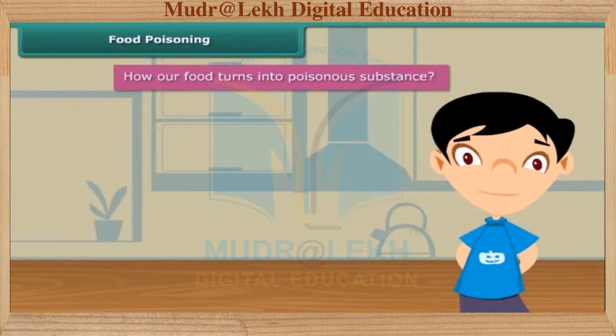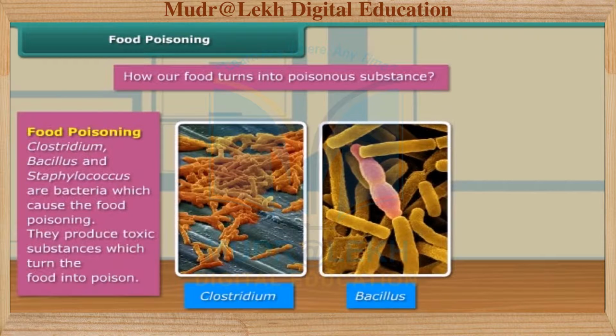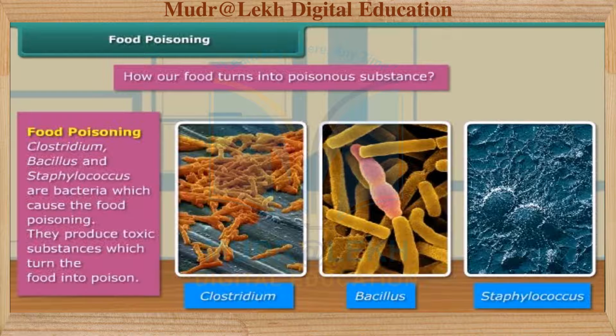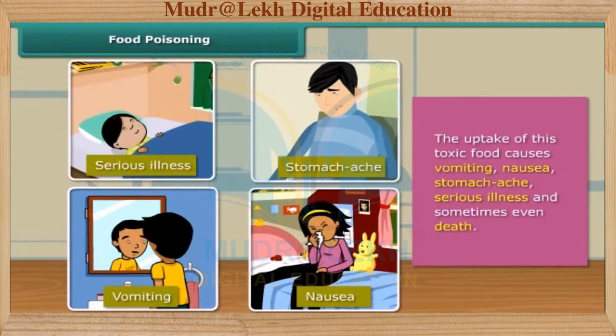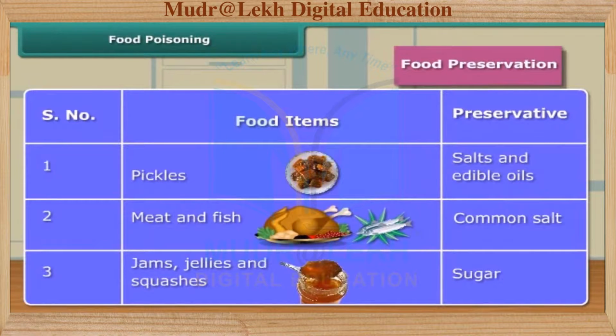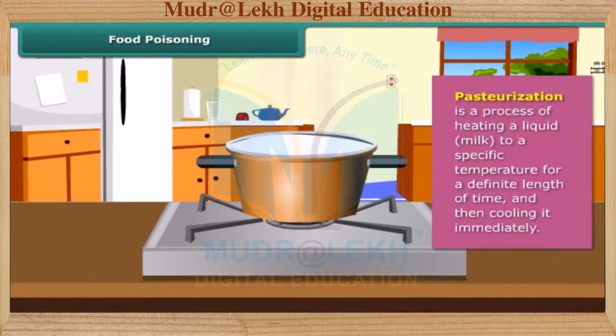Friends, in the summer season, if food is lying in the open for a longer duration, it turns stale and finally becomes a poisonous substance. The cause of this is again the same: bacteria. Some bacteria like Clostridium, Bacillus and Staphylococcus cause food poisoning. This food causes harm to us. We can preserve our food by some methods as listed below. We use the pasteurization process to preserve milk.